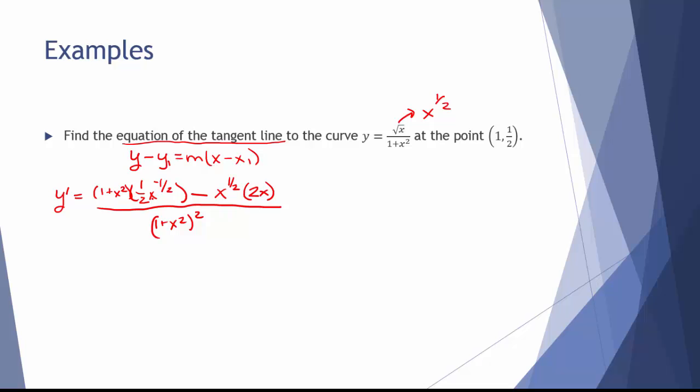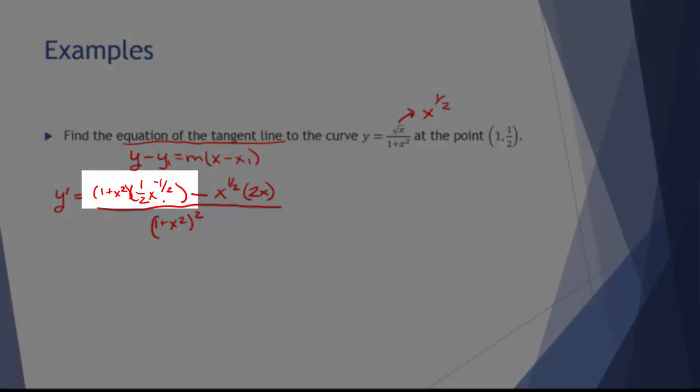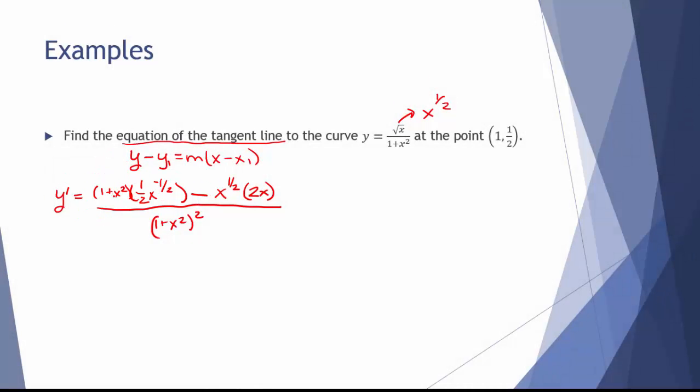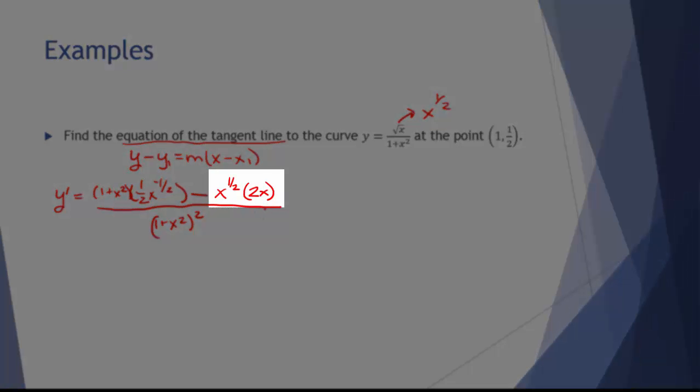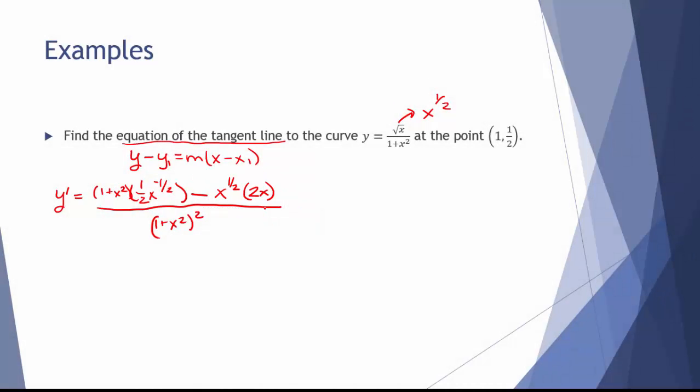We could do things like distribute 1/2 x to the negative 1/2 times 1 and then times x squared. That would not be incorrect. We can take x to the 1/2 times 2x. That would not be incorrect. However, we are specifically looking for the slope of a tangent line. We're looking for a number. Assuming I already did all those simplifications, how would I go about finding that number?